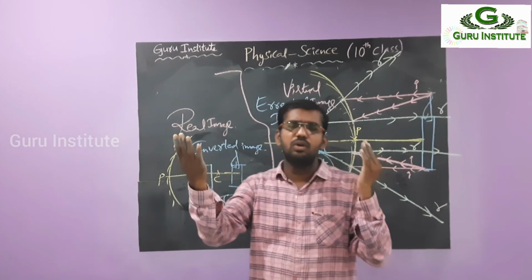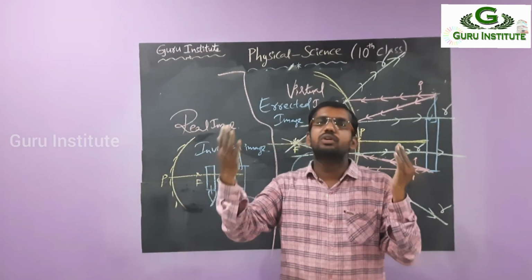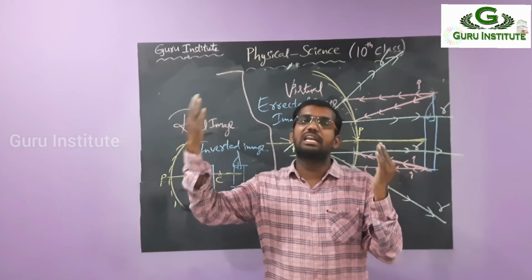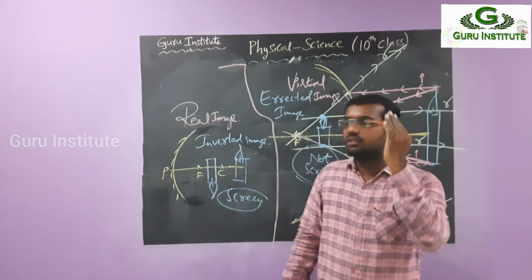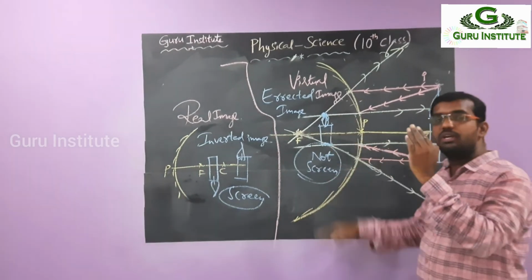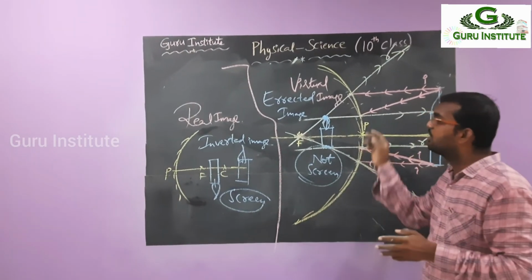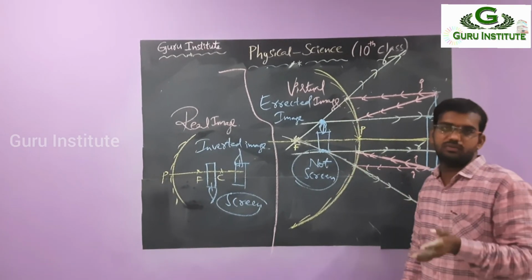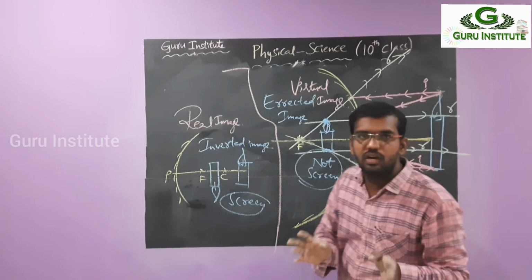In the concave mirror, the image is formed inverted, so it can be easily caught on the screen. Why? Because it is in front of the mirror. So it is a real image. In this one, the image formed is a straight one. It is formed inside the mirror, so we can't keep the screen on that one. So it is a virtual one. These are the differences between the concave and convex mirror.